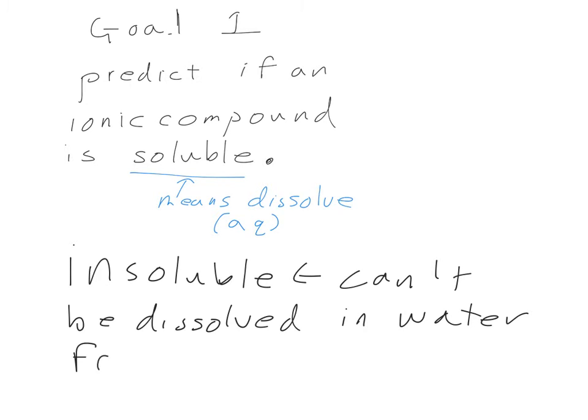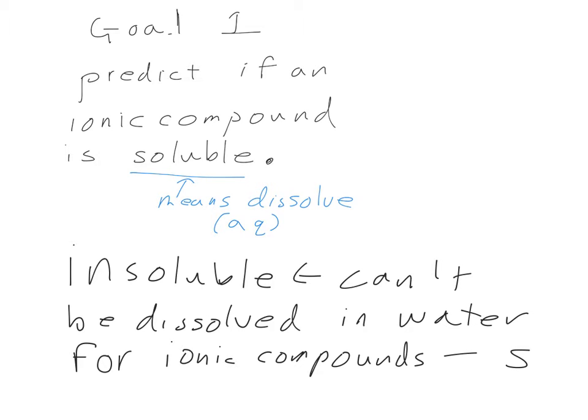For ionic compounds, that means they would be in the solid phase. Note, for covalent compounds, if they're insoluble, they could be liquid, they could be gas, they could be solid, right? But for ionic compounds, if they're insoluble, meaning they can't be dissolved in water, then they're going to exist in that solid phase here. So our first goal is for me to be able to give you an ionic compound, and for you to be able to look at that compound and tell me if it'll dissolve in water or not.